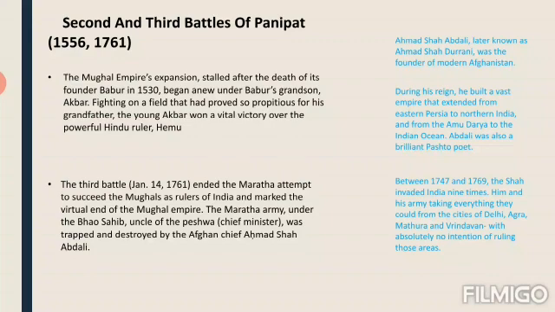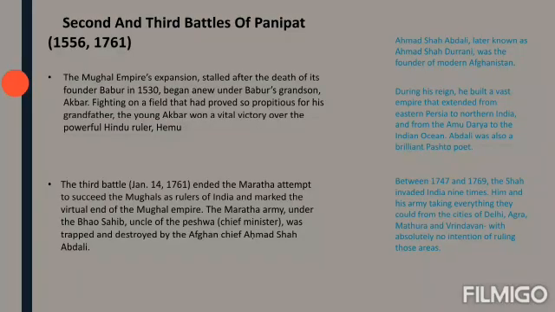The third battle, January 14th, 1761, ended the Maratha attempt to succeed the Mughals as rulers of India and marked the virtual end of the Mughal Empire. The Maratha army under Bhau Sahib, uncle of the Peshwa or chief minister, was trapped and destroyed by the Afghan chief Ahmad Shah Abdali. So it means that the third battle of Panipat was between the Durrani Empire of Afghanistan and the Maratha Empire, who thought that they could end the rule of Mughals here but were not successful. The details of this are discussed on the next page.